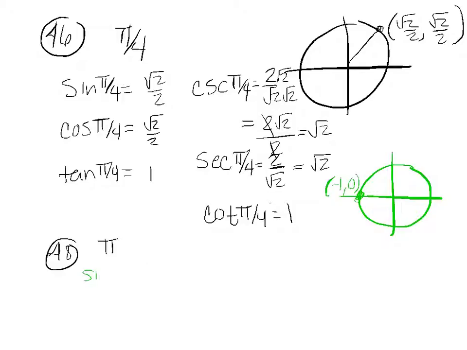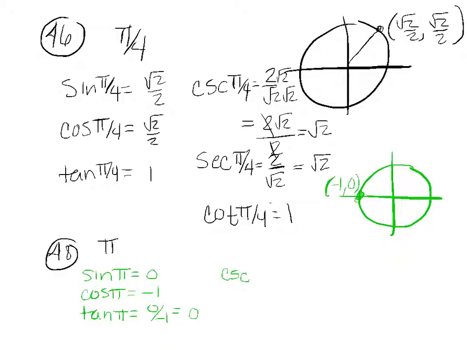So we have the sine of pi. Sine is the y value. That's 0. Cosine of pi is the x value. That's -1. Tangent of pi is going to be the y value over the x value. And 0 divided by anything is 0.